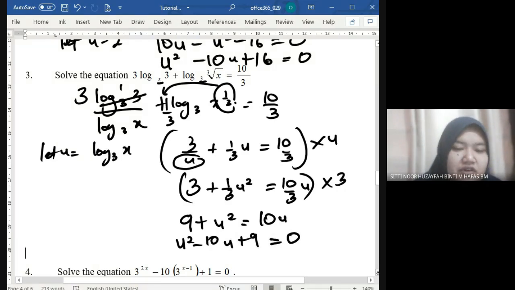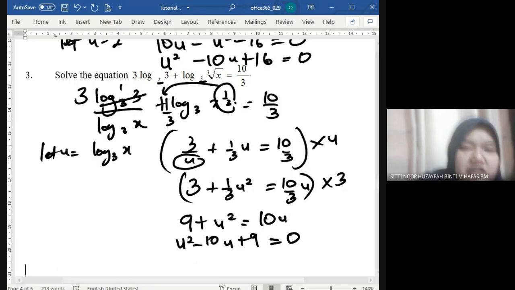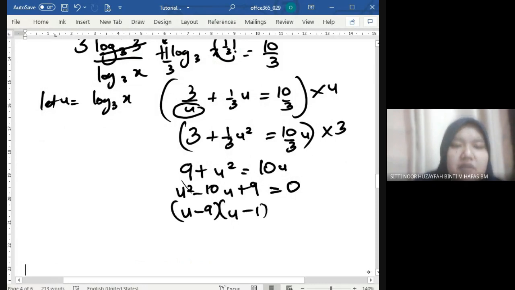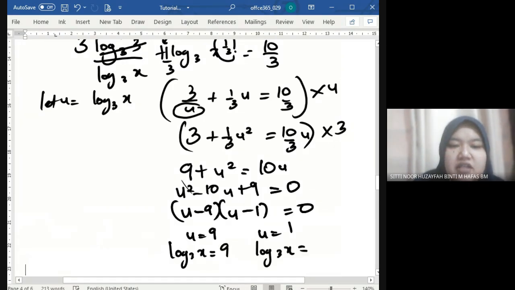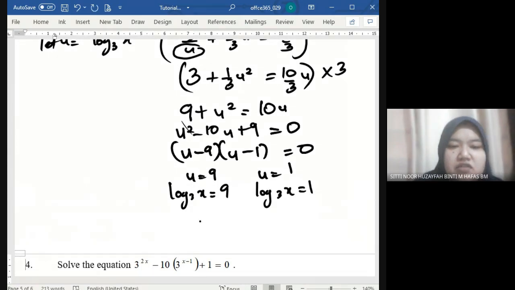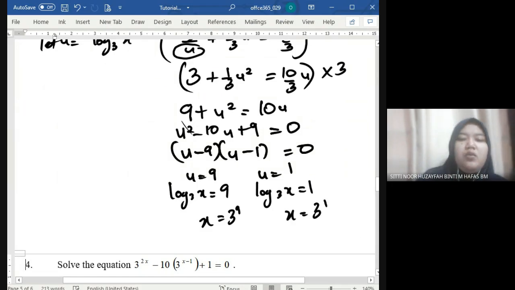So you can solve for u, right? If you can solve for u, that means you can solve for x later. Let's say we solve for u here: u minus 9 multiplied by u minus 1. So we get u equal to 9 and u equal to 1, which means log base 3 of x equal to 9 and log base 3 of x equal to 1. To solve for x, we change into indices form. So we get x equal to 3 to the power of 9 and x equal to 3 to the power of 1.